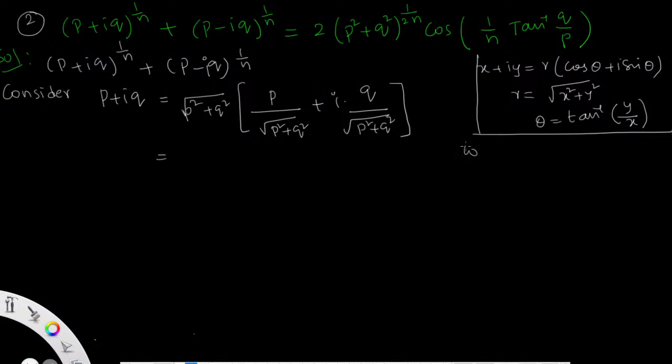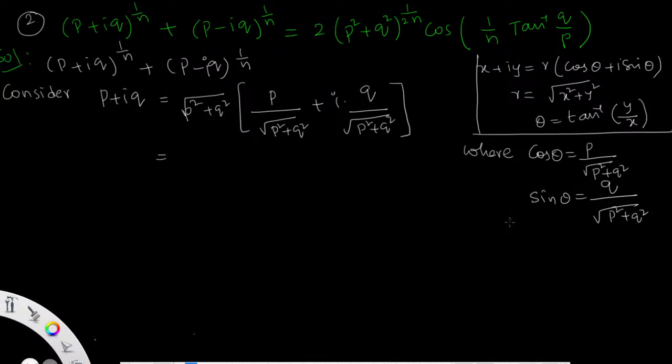So where r equal to root over p square plus q square, cos theta is nothing but p by root over p square plus q square, and sin theta is nothing but q by root over p square plus q square. What did we do? Just multiply and divide with root over p square plus q square. r means the square root of real part square plus imaginary part square. Just doing multiply and divide, here also multiply and divide. Now this is in the form r into cos theta plus i sin theta, where r equal to this, cos theta equal to this and sin theta equal to this.